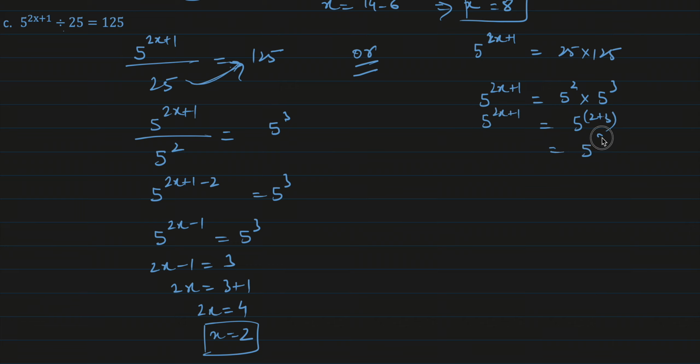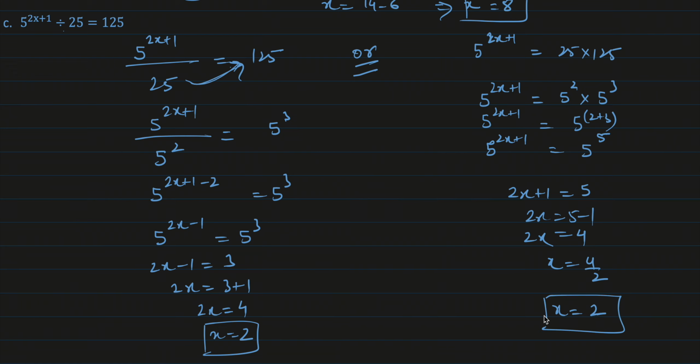It will become 5 raised per 5 and 5 raised per 2x plus 1. So again equating the powers, 2x plus 1 is 5. So 2x is 5 minus 1, 4. So x becomes again 4 by 2, which is 2. Okay. I hope it's clear students.